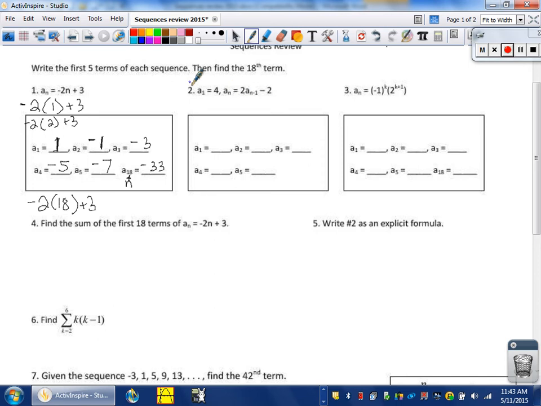So this one is a recursive sequence. The a sub n minus 1 here means that instead of plugging in 1, 2, 3, 4, 5, 6, and 7, you're going to plug in the term that goes along with the one before it. So a sub n minus 1 means the value of the previous term in a recursive sequence.